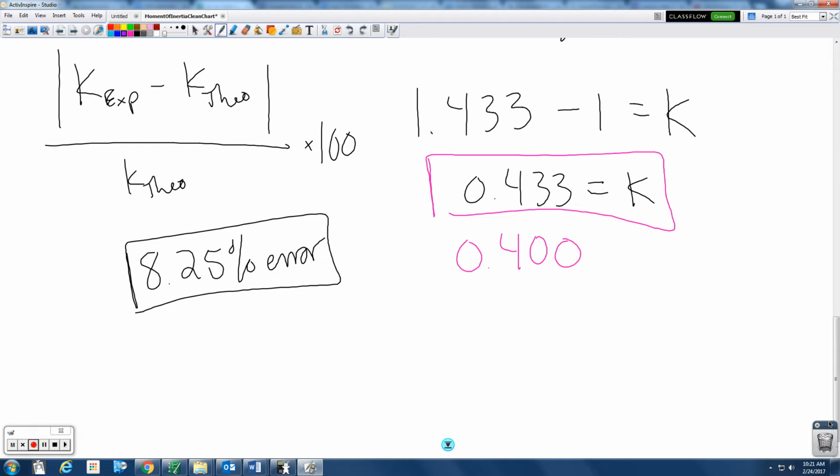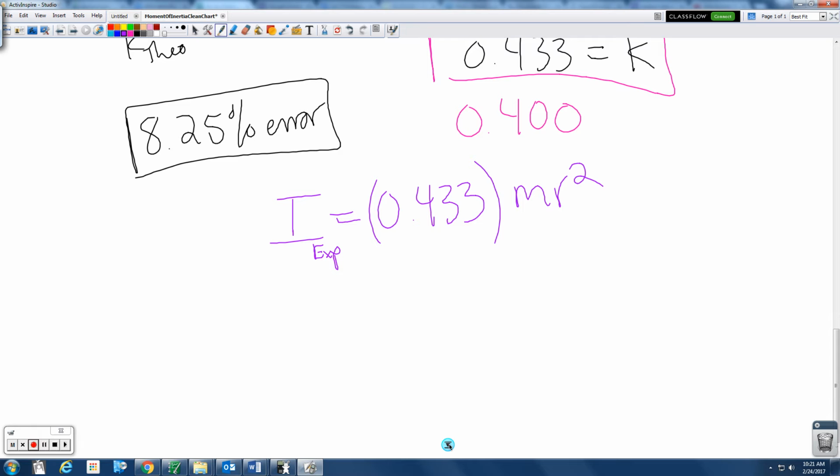So what did I get? 0.433 isn't the moment of inertia. The moment of inertia that I found experimentally, so I'll put I experimental to remind myself, is going to be 0.433. Not 2/5, but whatever 0.433 is. A little different. Off by 8.25%. That is my coefficient times MR squared.